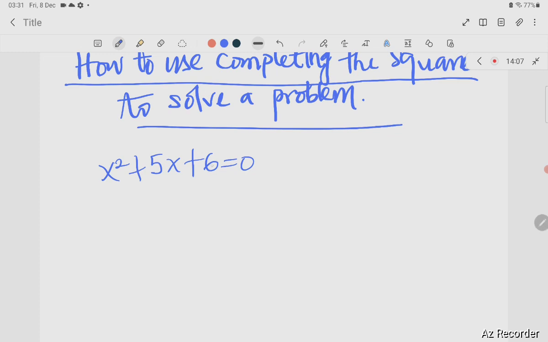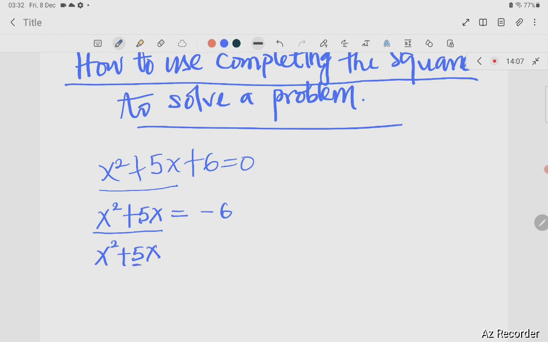Step number one, I write it just like the previous expression, such that I only have this on one side. So I have x squared plus 5x is equal to negative 6. So I can make this side a complete square. How do I make it a complete square? Do you remember?